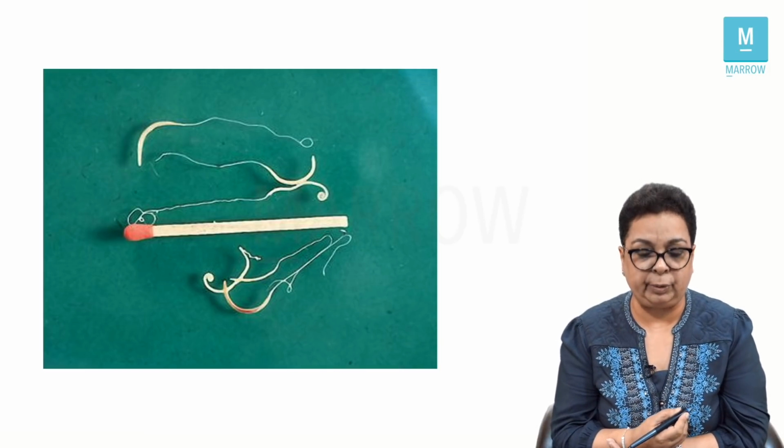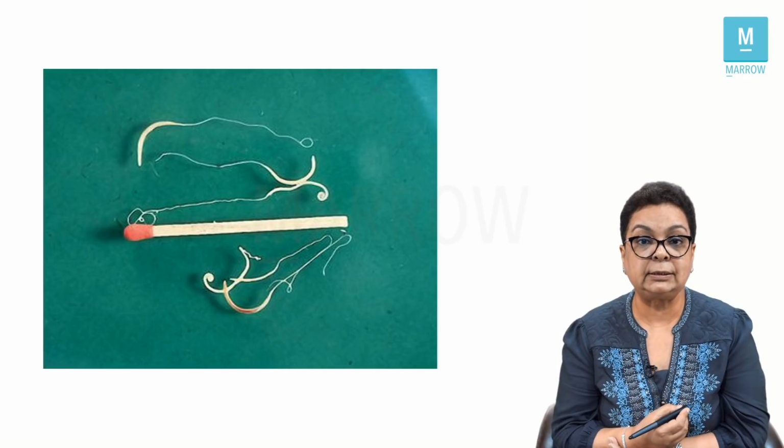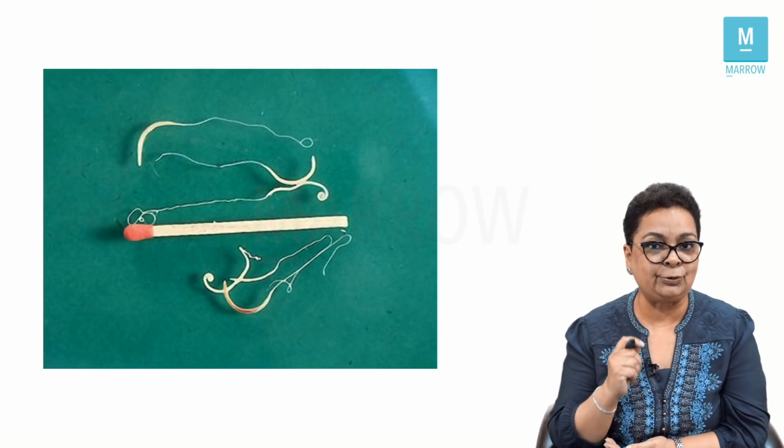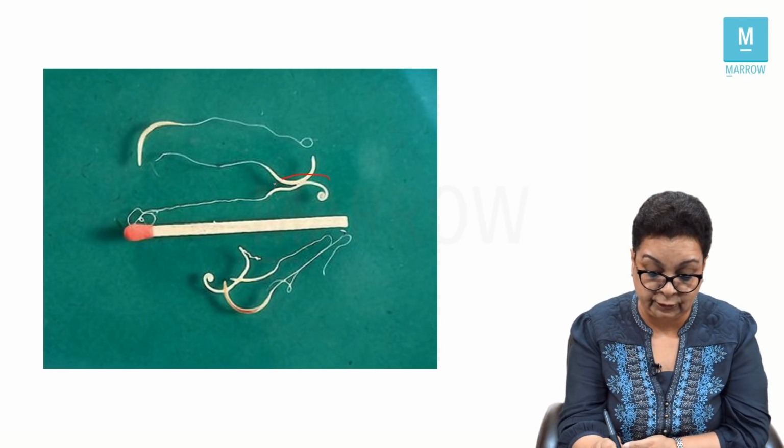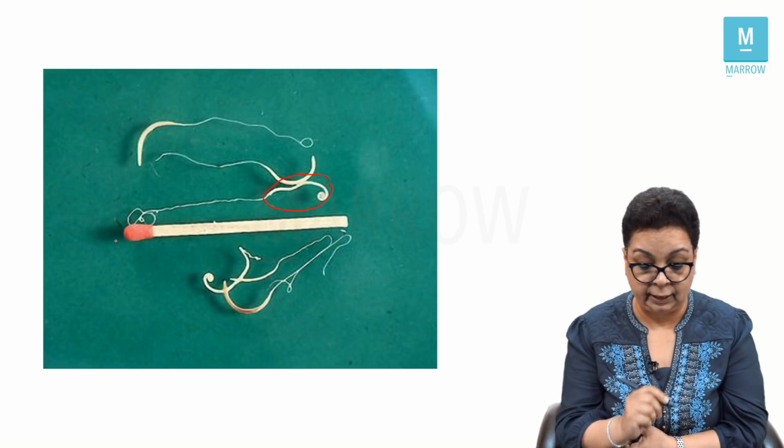Can you identify this? This is an interesting picture. What is this? Looks like a whip. This is Trichuris trichiura. The posterior end is broad. The anterior end is very slim.